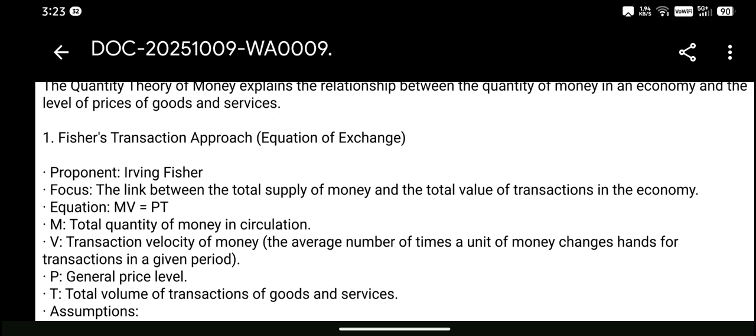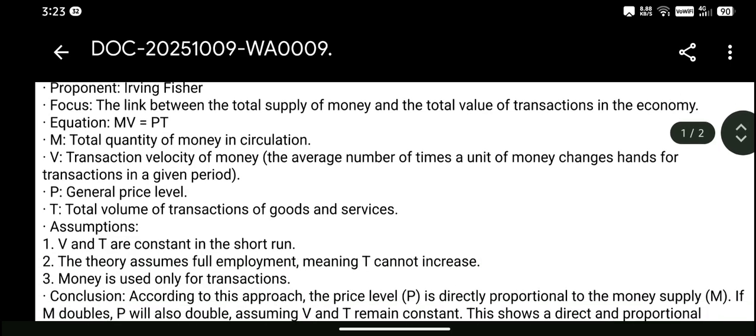Proponent: Irving Fisher. Focus: the link between the total supply of money and the total value of transactions in the economy. Equation: MV = PT. M, total quantity of money in circulation. V, transaction velocity of money, the average number of times a unit of money changes hands for transactions in a given period. P, general price level. T, total volume of transactions of goods and services.